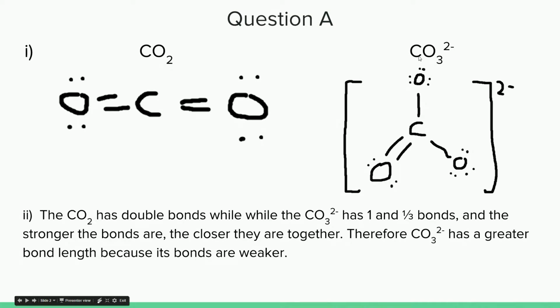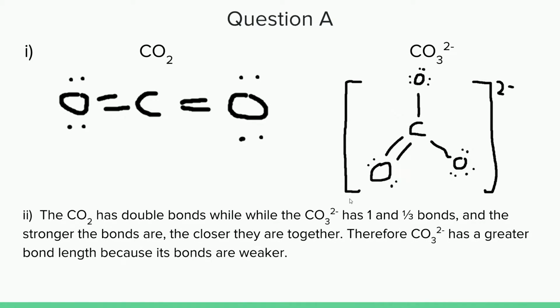And for the CO3 2-, I only drew one of the resonance structures because it didn't specify that I needed to draw all of them. So CO3 2- has a total of 24 electrons. And if you count these, 2, 4, 6, 8, 10, 12, 14, 16, 18, 20, 22, 24. So those are 24 valence electrons. And I drew the brackets around it to specify that it's a -2 charge.